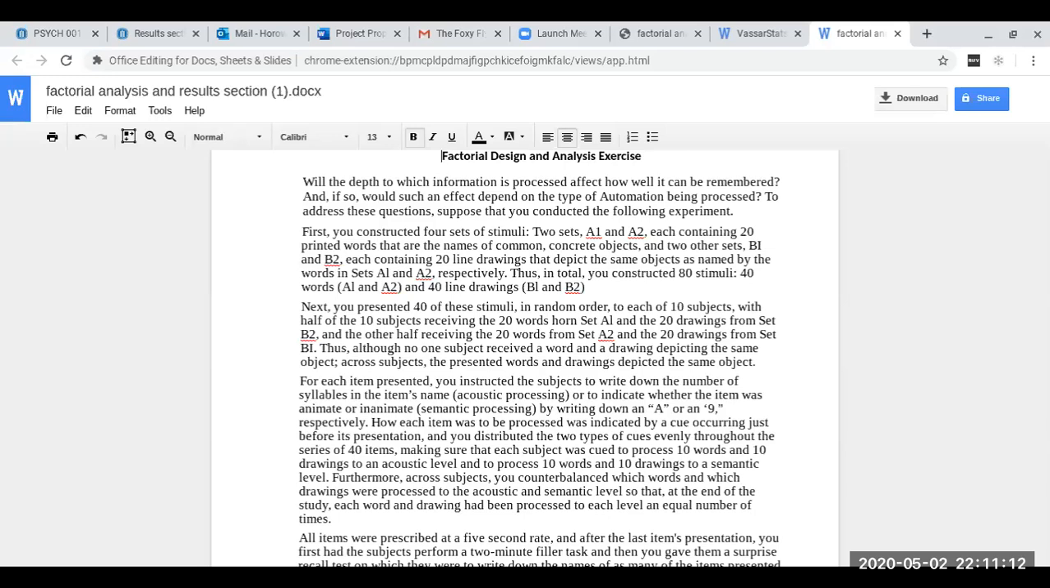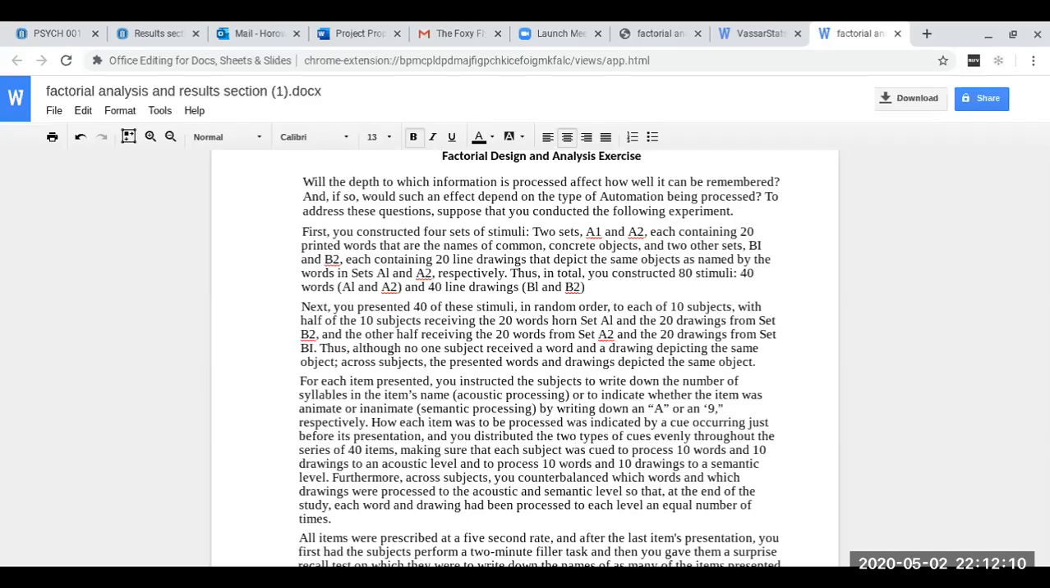So, in order to answer these questions, you constructed 4 sets of stimuli. 2 sets, A1 and A2, we'll call them, each contain 20 printed words that are the names of common concrete objects. And 2 other sets, called B1 and B2, each contain 20 line drawings that depict the same objects as named by the words in sets A1 and A2. So half of the sets are words describing what the things are. So maybe it would be like, we'll say, chair. So in sets A1 and A2, the word chair would be printed out, CHAIR. And in set B1 or B2, it would be the actual drawing of a chair. So we have words and we have drawings. That's two levels of one IV.